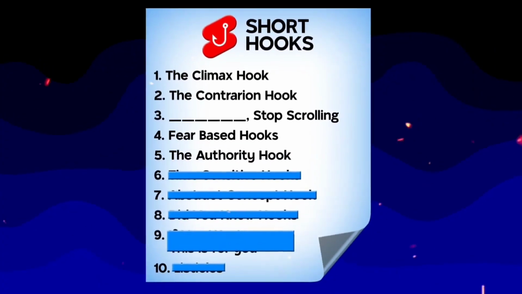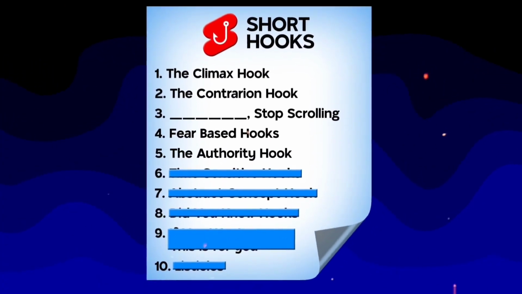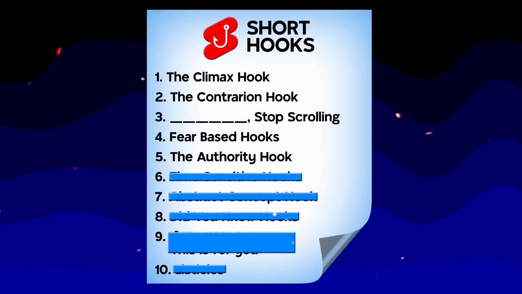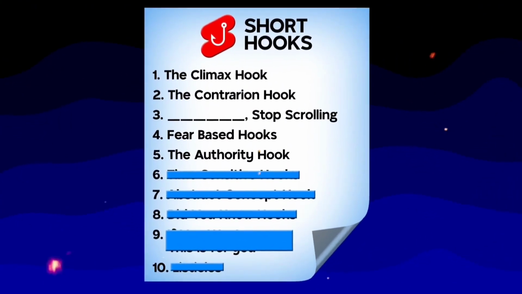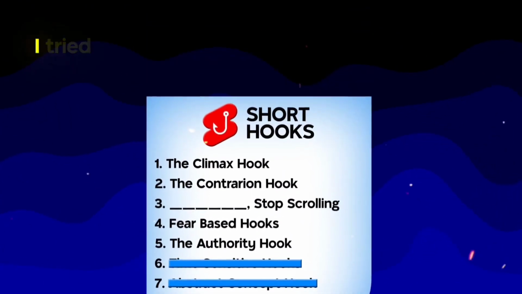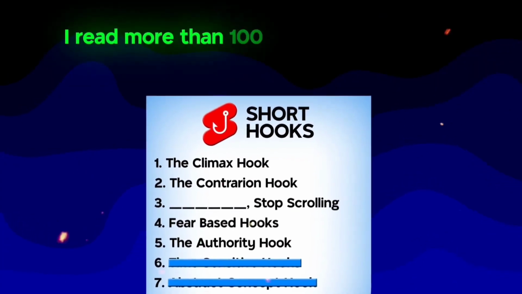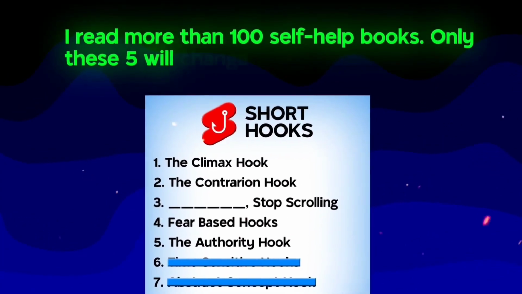Number 5 is the authority hook. Its purpose is to build credibility so the viewer feels you're speaking from genuine experience. That means they're more likely to watch your short to the end. For example, I journaled for 1 year, here's what I learned. Or I read 100 self-help books. Only these 5 will change your life.